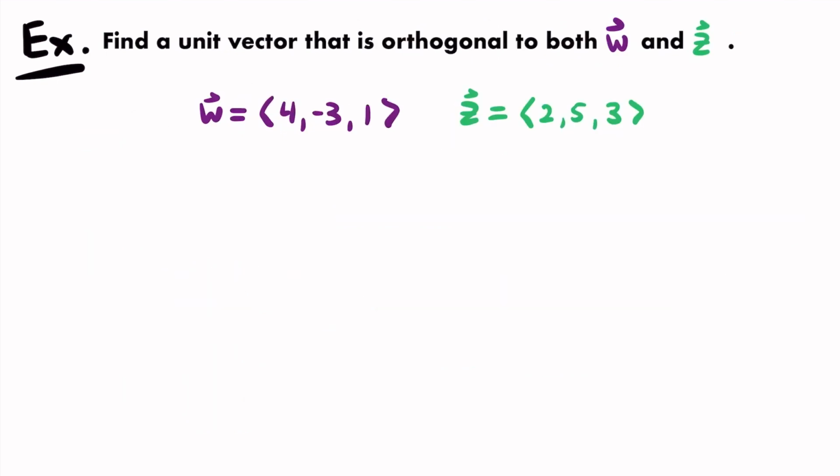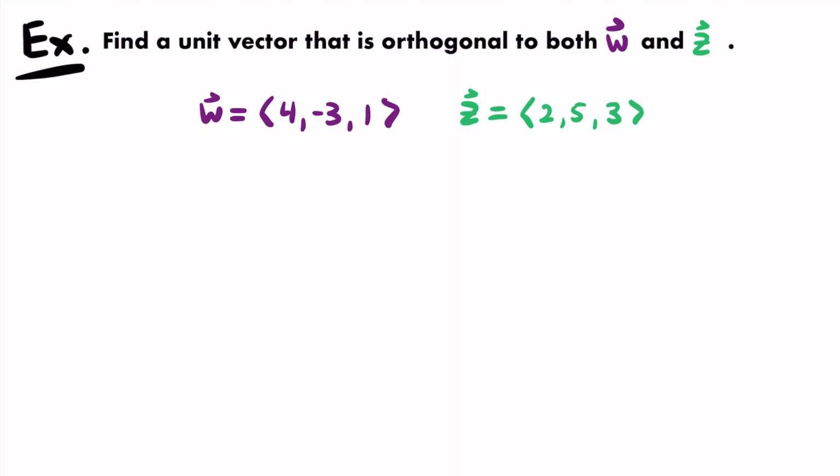All right, so next up we have this example. We want to find a unit vector that is orthogonal to both vector w and vector z. And we have that vector w is equal to the position vector of the point (4, -3, 1), and vector z is a position vector of the point (2, 5, 3). All right, so this is a little bit of a different problem, but it still involves the cross product.